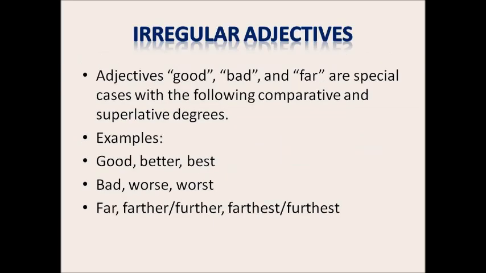Now we'll talk about the irregular adjectives. Adjectives good, bad, and far are special cases with the following comparative and superlative degrees: good, better, best; bad, worse, worst; far, farther or further; and farthest or furthest.